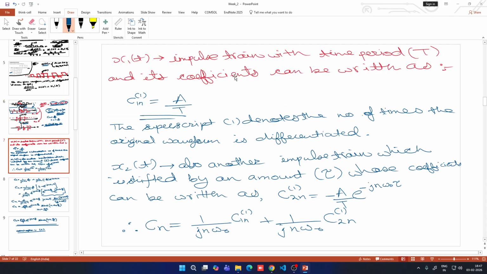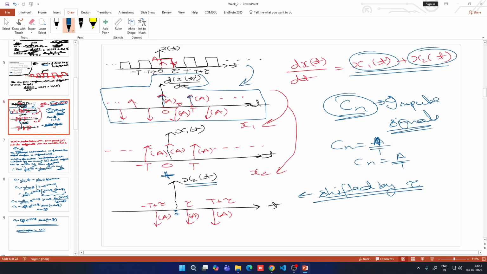Because of that, this Fourier coefficient Cn can be written with a factor of 1 by jn omega naught. This came because we took the first order differentiation, so in the frequency domain we have to write this in the form jn omega naught. So the first term came from x1, and the second is the coefficient for x2. That's why I have done that. Now it becomes relatively very easy.